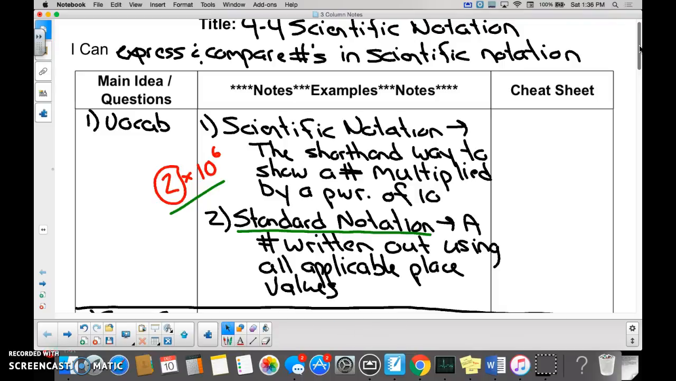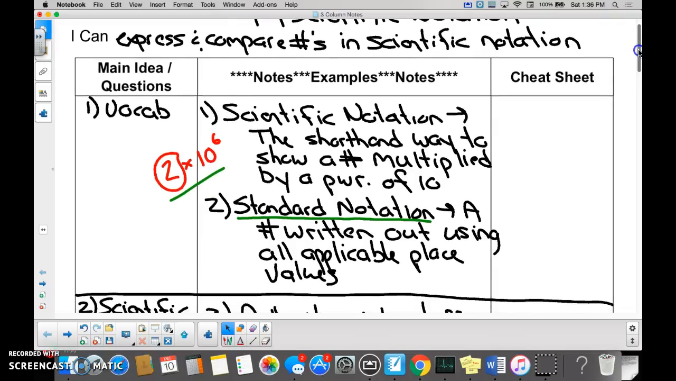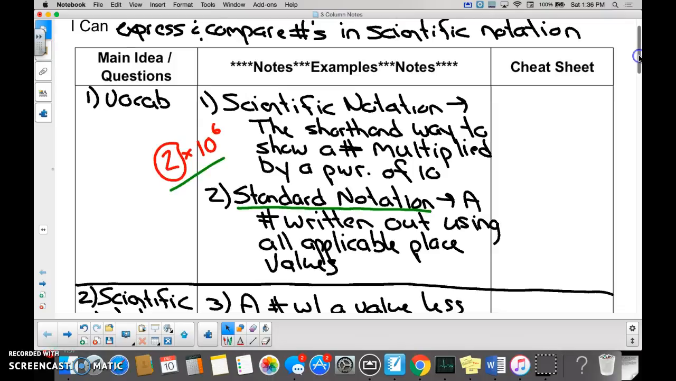Cheat sheet idea, you need to add it. We'll talk about these on Tuesday when I'm back in the classroom. Make sure you get your cheat sheet idea for main idea number 1.